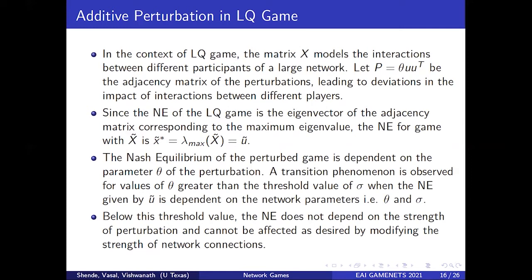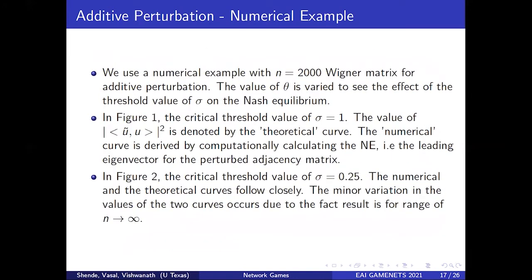And as we have shown before, the Nash equilibrium of this game is the eigenvector corresponding to the maximum eigenvalue. Thus, due to additive perturbation, we can observe that the Nash equilibrium is dependent on the parameter theta of the perturbation. Below this threshold value, the Nash equilibrium does not change and does not depend on the strength, but above this threshold value, the Nash equilibrium changes due to this phase transition.